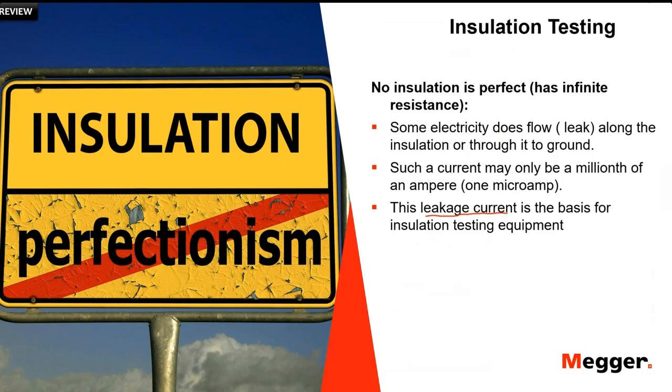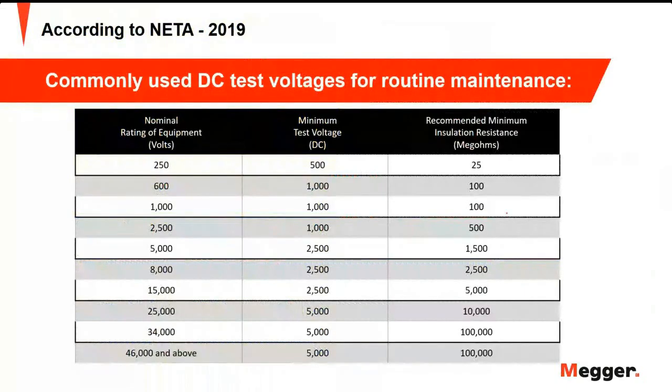According to NETA 2019, which is the ANSI standard 2019, these are the commonly used test voltages. For example, when you have a 250 volts equipment rating, you test it at 500 volts DC. As you can see, it's almost double.